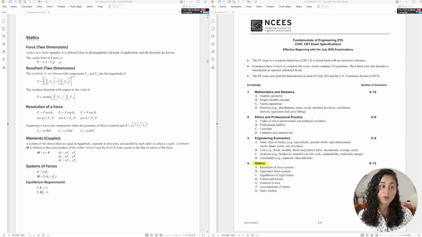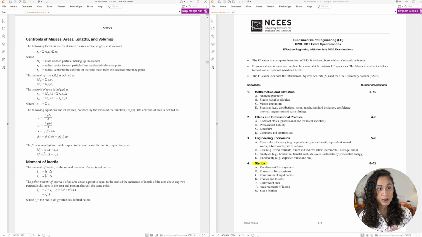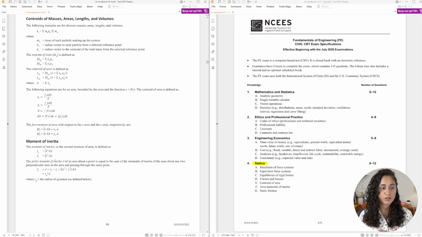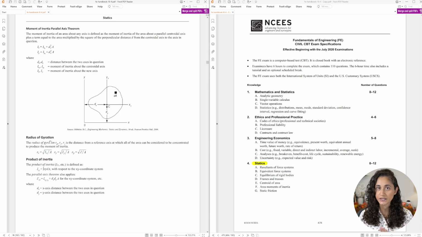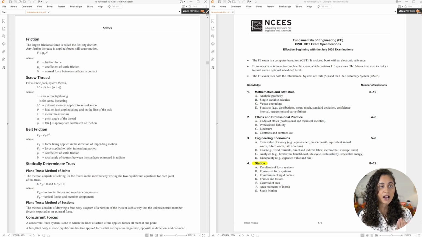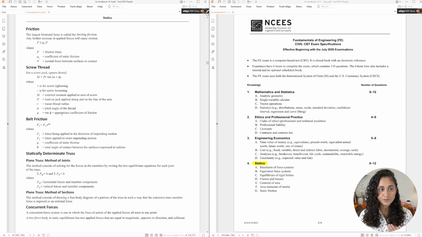Now, if we go to the reference handbook, here you guys are given equations for the resultants of force systems, equivalent force systems, and equilibrium of rigid bodies. Now, if we scroll to the next page, here you guys have the centroid equations, and then here we have moment of inertia. We also have the radius of gyration and product of inertia, which are usually included under moment of inertia, okay? And then after that, we have equations for friction. And then we have trusses, okay?